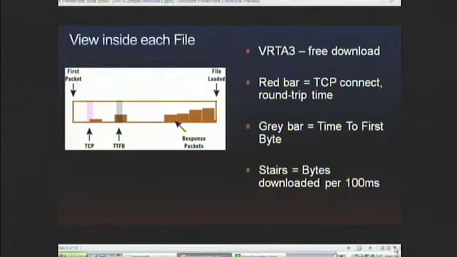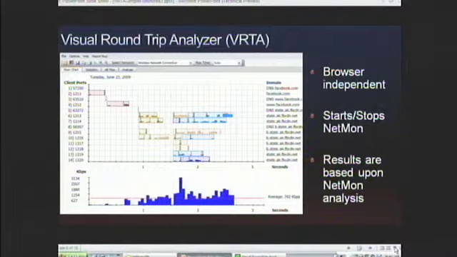You can see the pink line where the TCP connection is done. Then the time to first byte when the server downloads is the gray line. And then you see the staircase ramping up. These are packets downloading as part of the file. Okay. So VRTA basically looks like this.